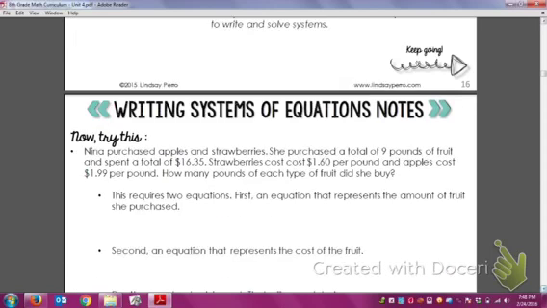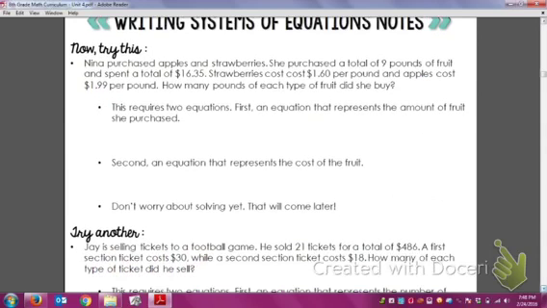Okay, so flip it over. Now we are going to take a situation and write them together. You see on here, this $1.60 per pound. We just found that, right? So $1.60 per pound for the strawberries, and the apples $1.99 a pound.